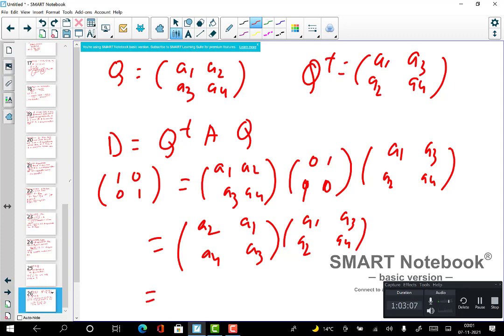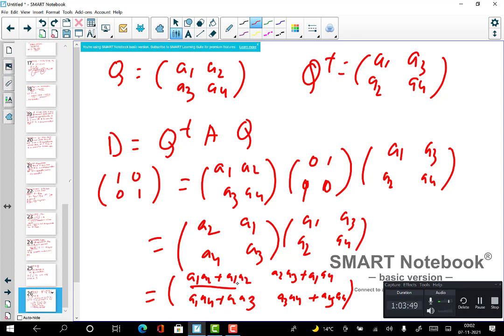Now if you multiply that, it will be what? So A1, A2 plus A1, A2. If you multiply that thing, you'll have A2, A3 plus A1, A4. Third one is A1, A4 plus A2, A3, same element. And the last one is A3, A4 plus A3, A4. Yeah, so I am done now.